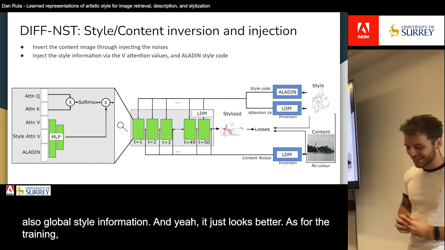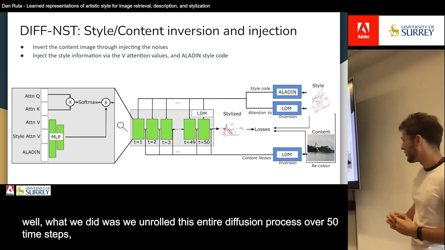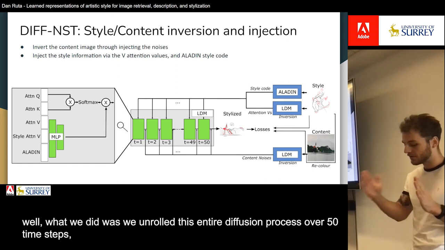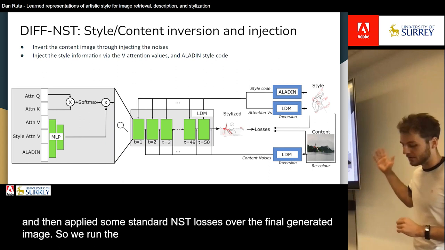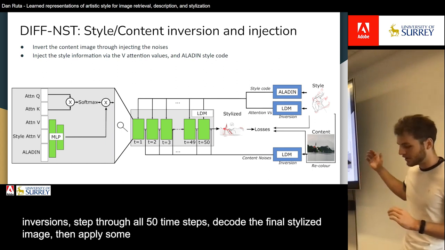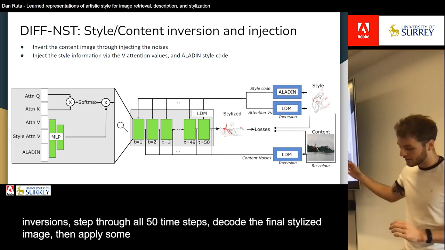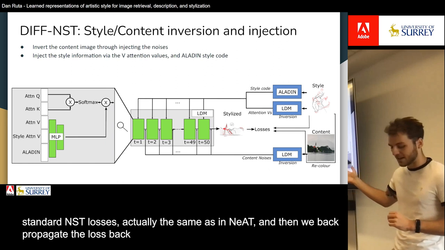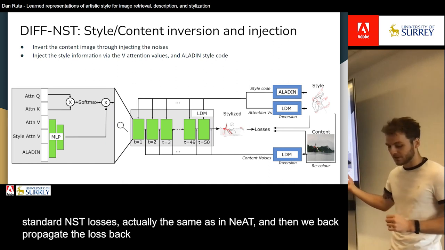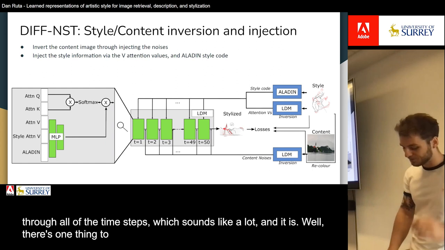It just looks better. As for training, what we did was we unrolled this entire diffusion process over 50 time steps and then applied some standard NST losses over the final generated image. So we run the inversions, step through all 50 time steps, decode the final style image, then apply some standard NST losses, actually the same ones from Neat. And then we backpropagate the loss back through all of the time steps.